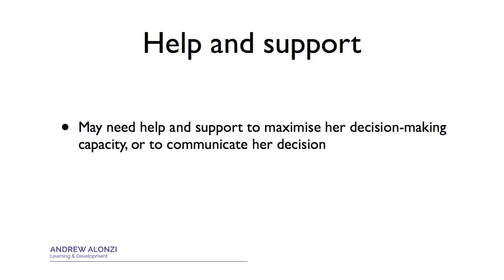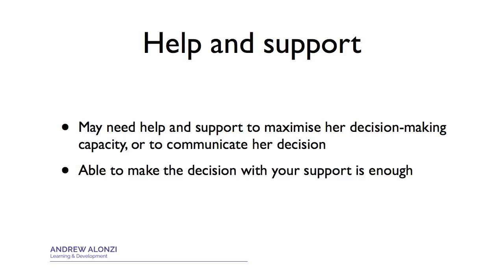A person may need help and support to maximize her decision-making capacity or to communicate her decision. This is the second principle. The need for help and support does not mean that she lacks capacity to make the decision in question. If you're satisfied that a person is able to make the decision only with your help and support, that is enough. But it is important that she also reaches her decision freely and that you have not inadvertently influenced her towards this decision.